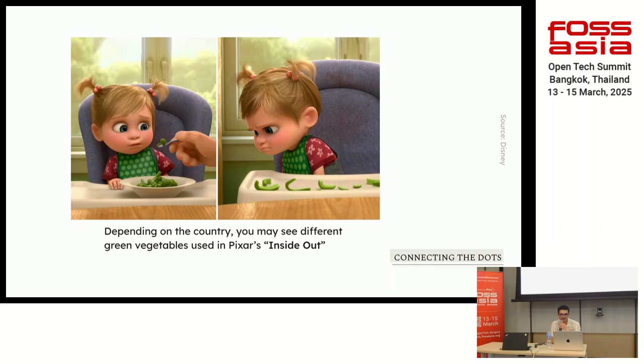In the US version of the movie, which is, I believe, on the left-hand side, the vegetable used is broccoli, which many American kids tend to dislike. But in the Japanese version, which is on the right, they used green bell peppers, which are generally more disliked by children in Japan. This is a small change, but it is a brilliant example of how localization works and how you can make the content you put on the internet or on the web feel more personal to the customers or users.